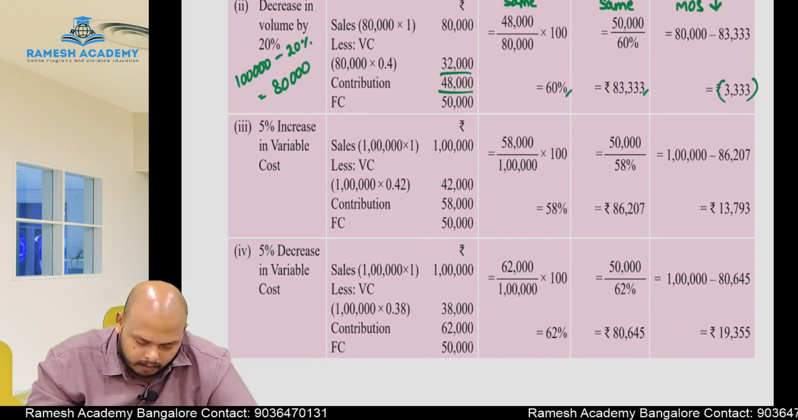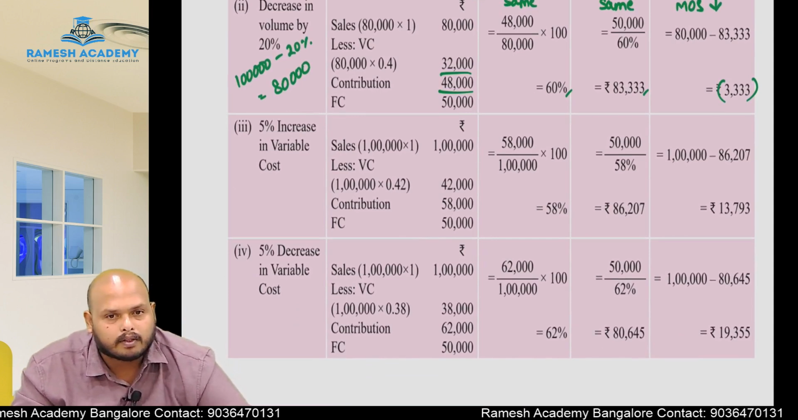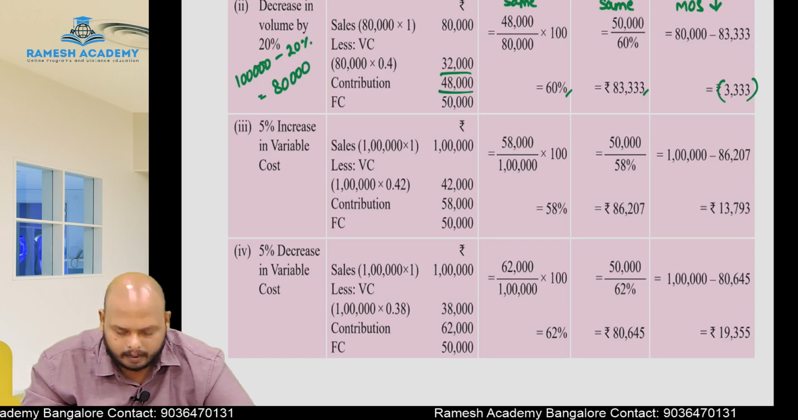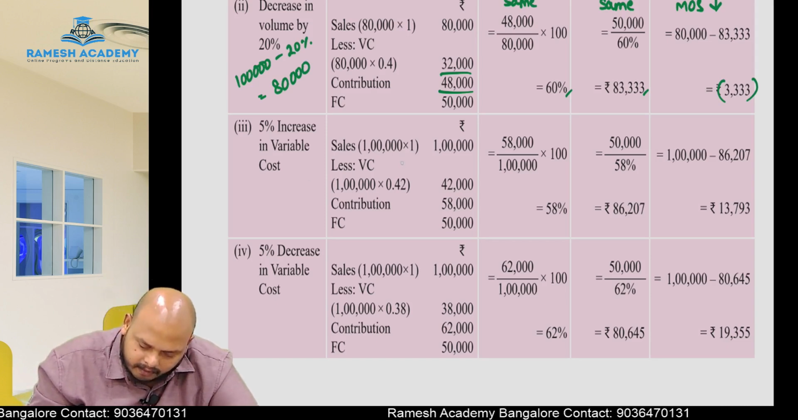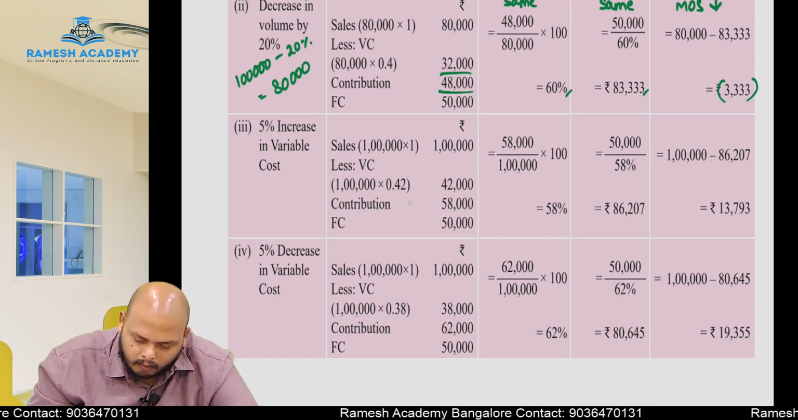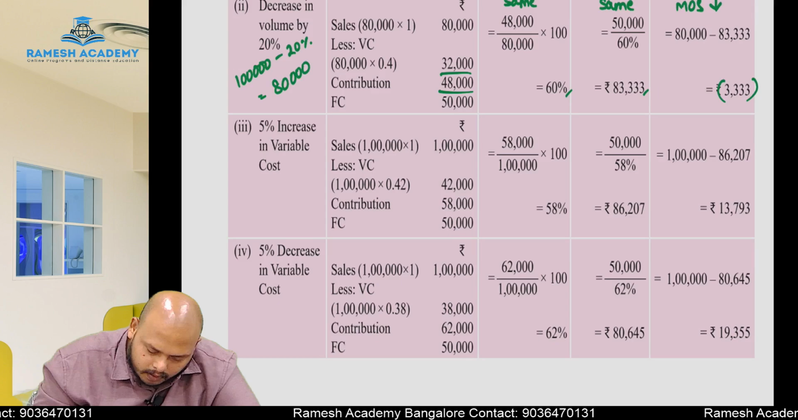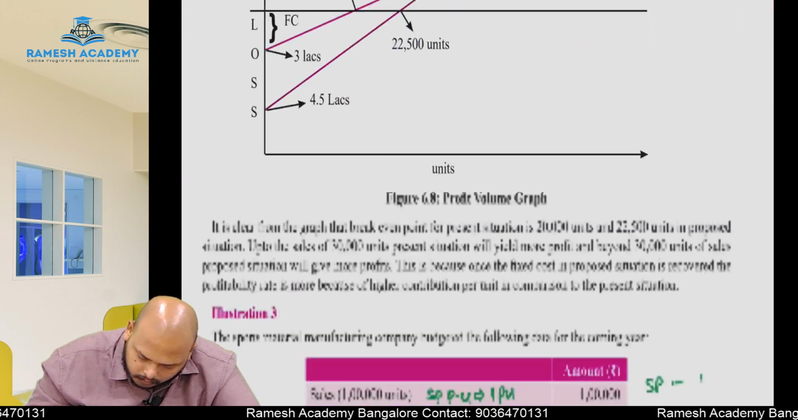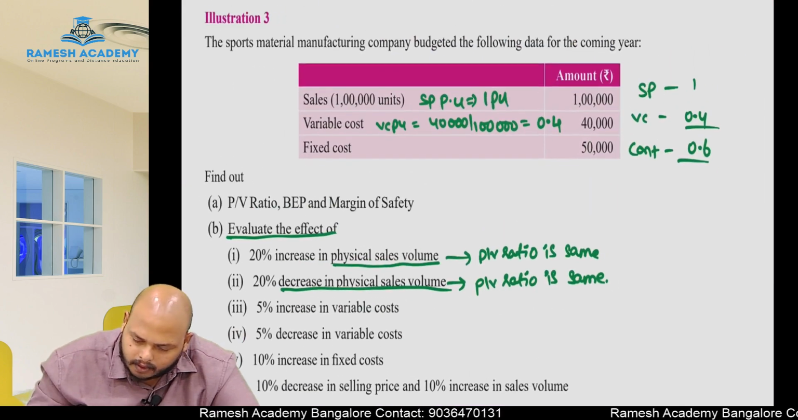Third question, 5% increase in variable cost. Only increase in which cost? Variable cost. So 5% increase in variable cost. Sales is 1 lakh. Before, what is the variable cost? In the given question we found, what is the variable cost? 0.40.